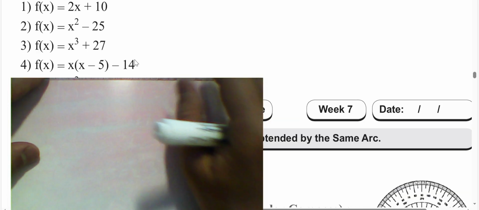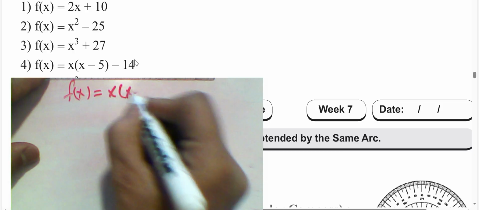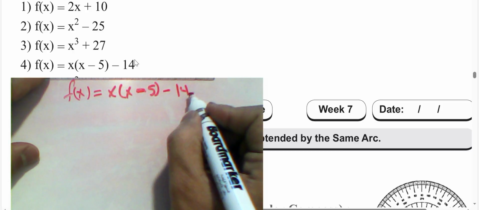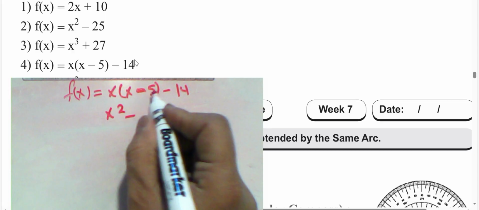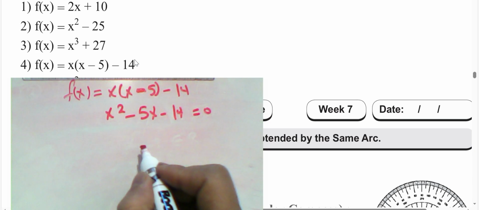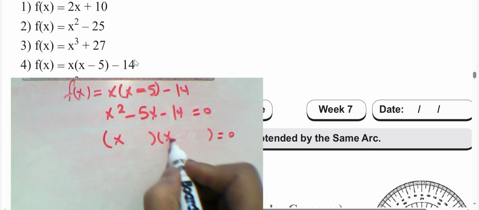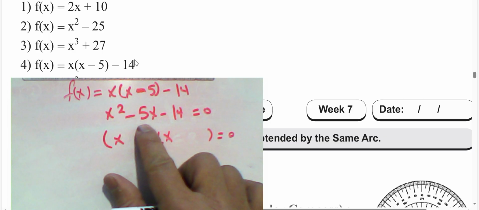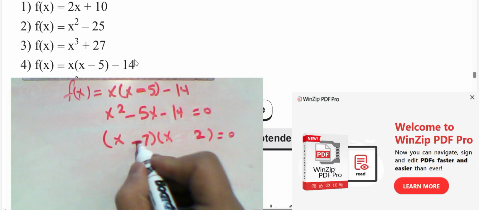Next question: f of x equals x times (x minus 5) subtract 14. First step, we can use the distributive property: x times x is x power 2 and negative 5 times x is negative 5x, minus 14. We can put 0 here. Next step, we can factorize x power 2 as x times x. We want two numbers whose product equals 14 and the difference between them equals 5. Right, 2 times 7, with the middle sign negative and here positive.